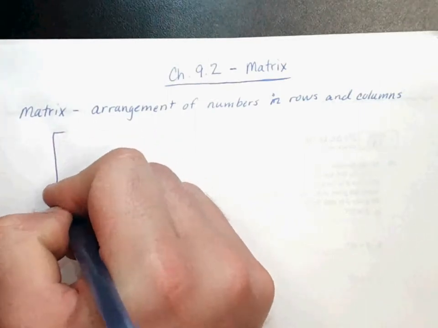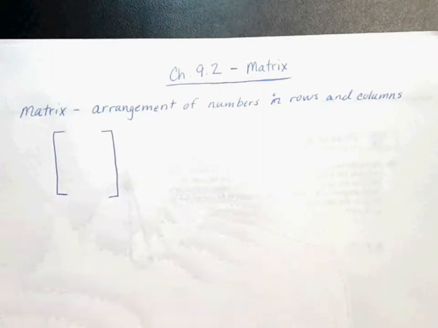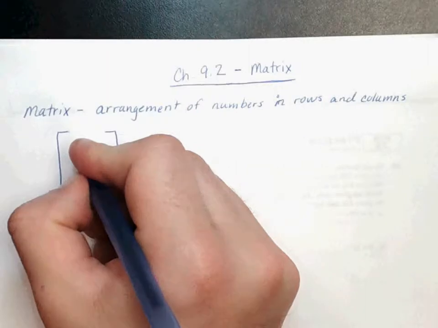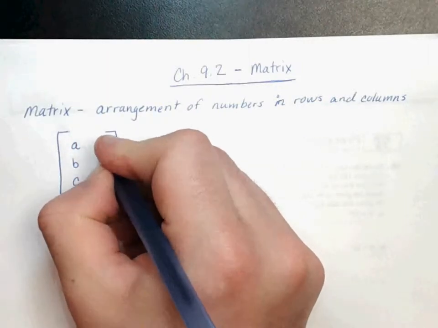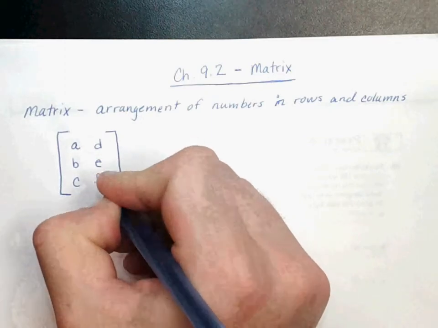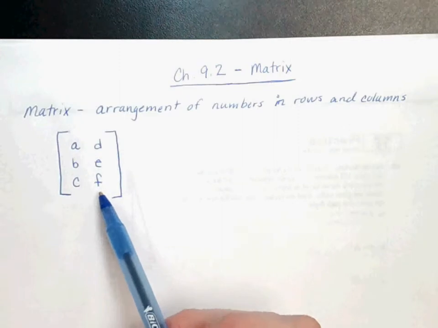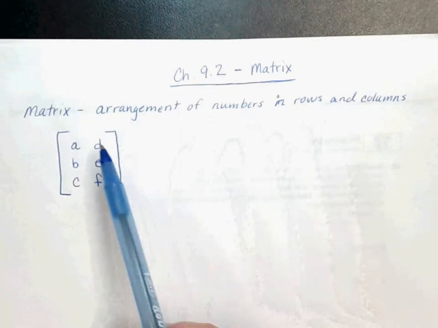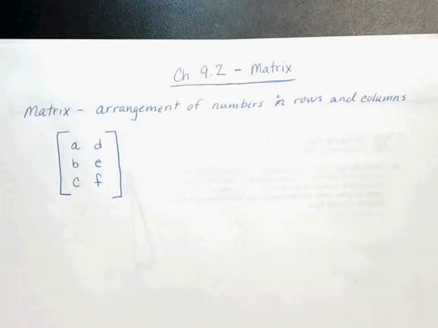In a matrix, we put them in these brackets like this, and this would be an example of what a matrix might look like. A, B, C, D, E, F. This could be a matrix. Here's an arrangement of numbers, in this case variables, in rows and columns.